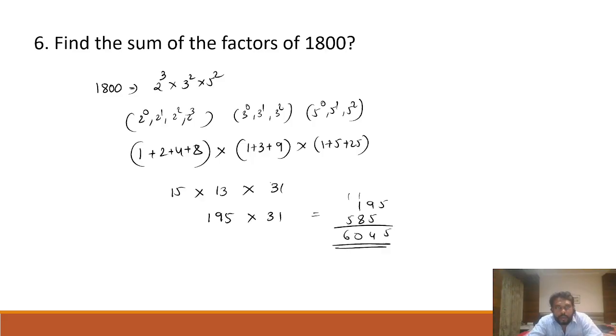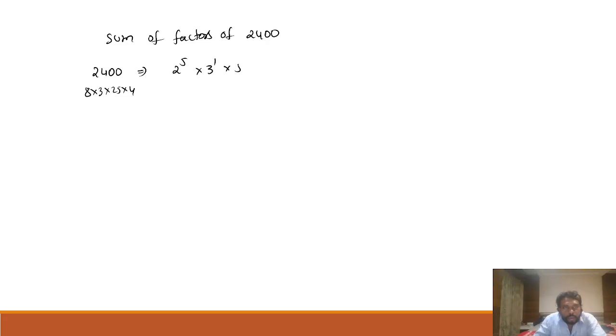Now I'm going to solve the sum of factors for one more number. Just see, guys. Now I want to find the sum of factors of 2400. You write its prime factorization. What is the prime factorization of 2400? As I just now told, 8 times 3 times 25 times 4. So it is 2 power 5 into 3 power 1 into 5 square.